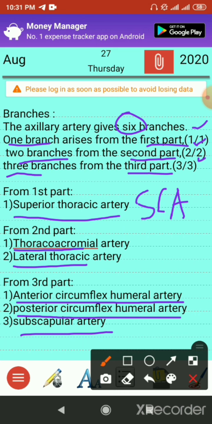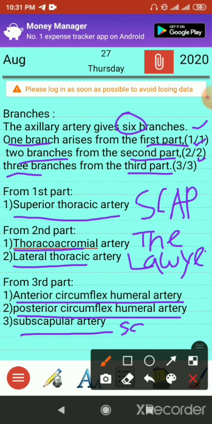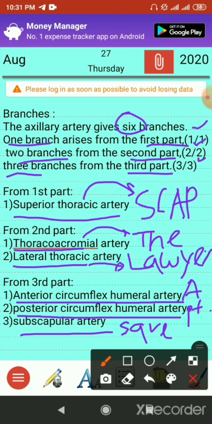Slap the lawyer and save a patient. Okay, so superior thoracic artery stands for slap, thoracoacromial artery stands for the, and lateral thoracic artery stands for lawyer, and save a patient.